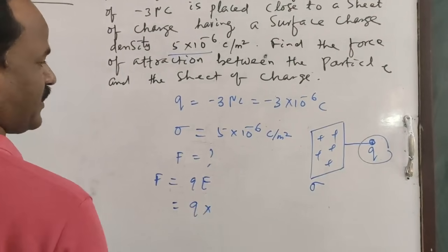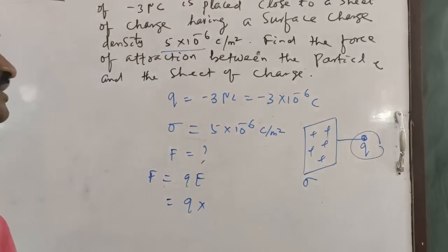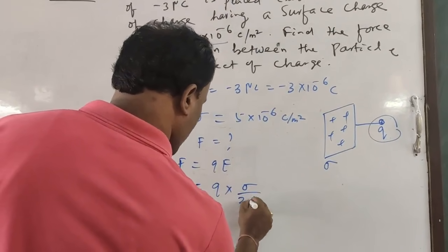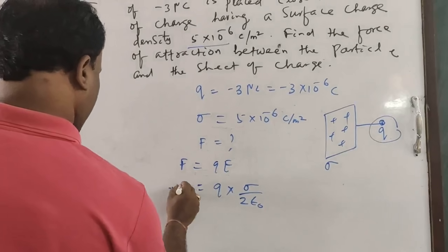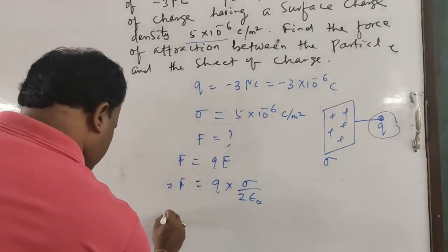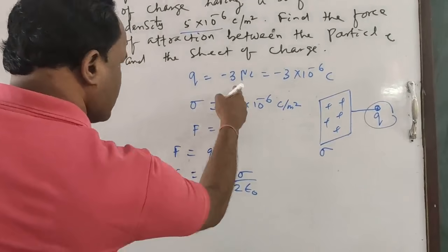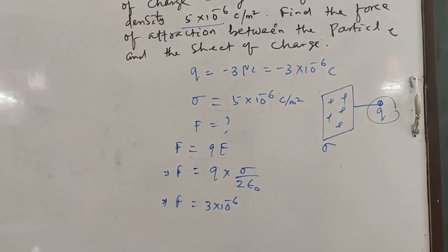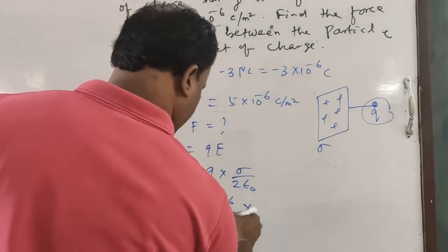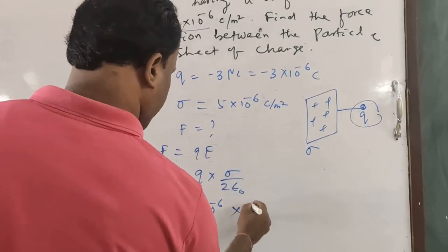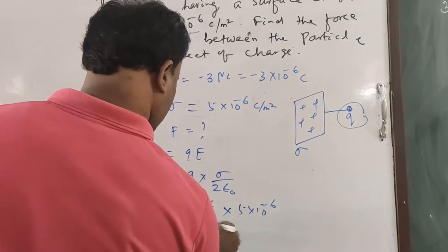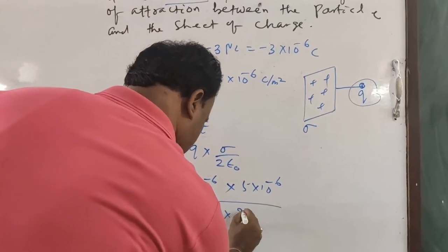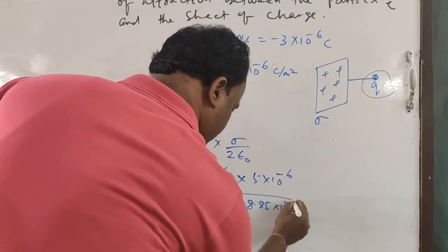We already know that the expression for the electric field strength at a point due to a plane sheet of charge is sigma divided by 2 epsilon naught. That is F. Here F is equal to Q, which is 3 into 10 to the minus 6. No need to substitute the negative sign to find the magnitude. Multiplied by sigma, which is 5 into 10 to the minus 6, divided by 2 times the standard value of epsilon naught, 8.85 into 10 to the minus 12.